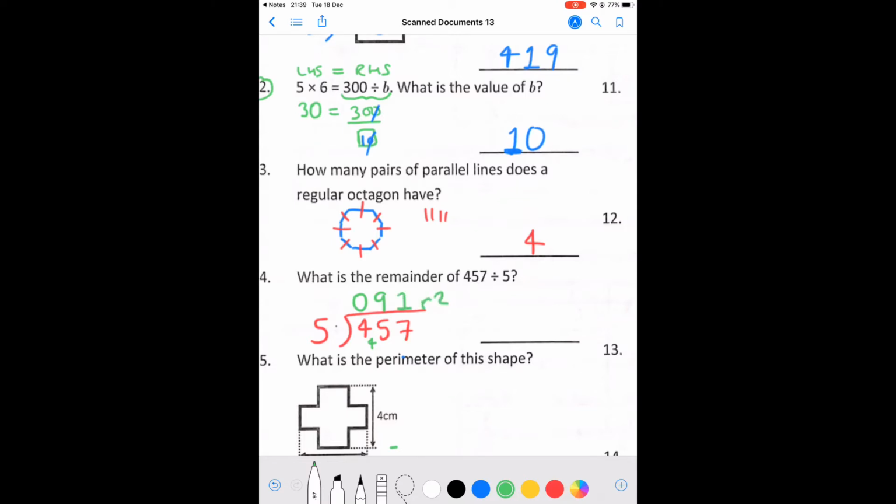Now the question is saying what is the remainder? So the part of the answer that we are looking for is this part here only. So you just put down the remainder is 2.